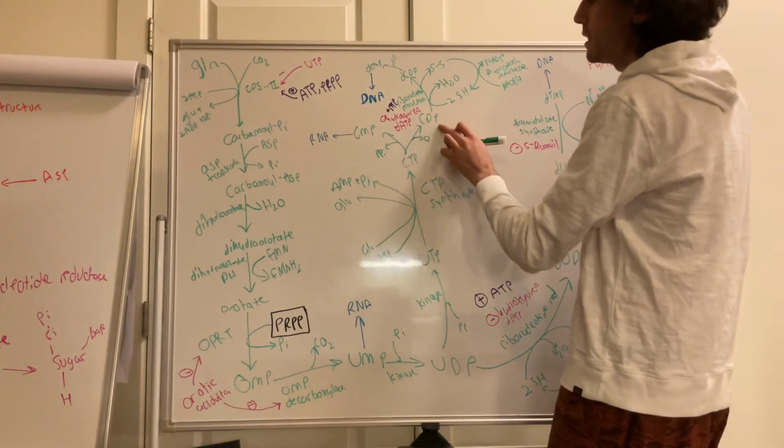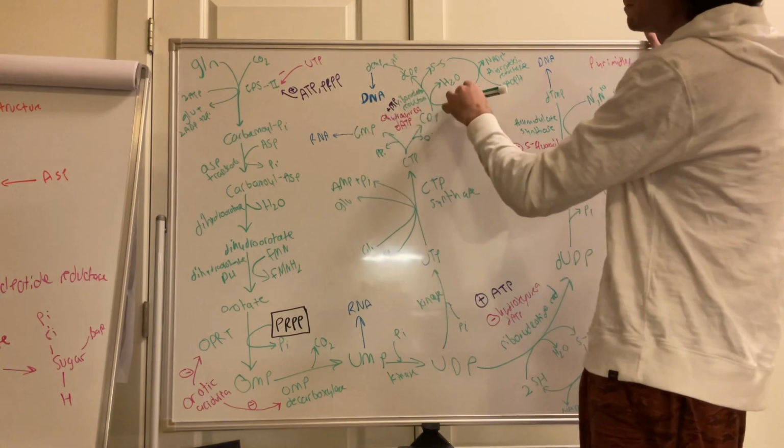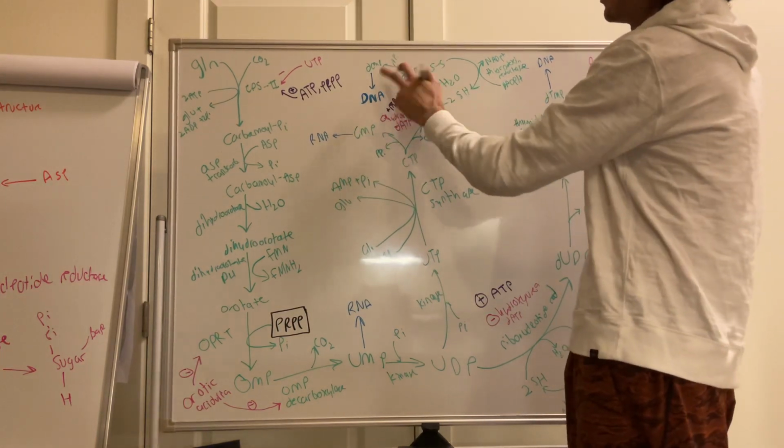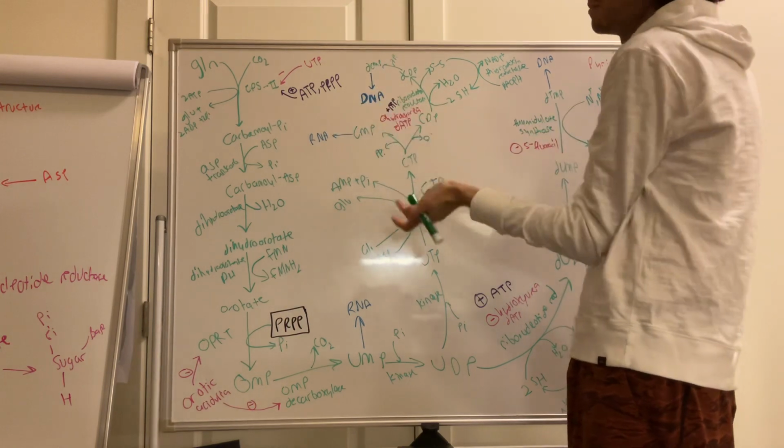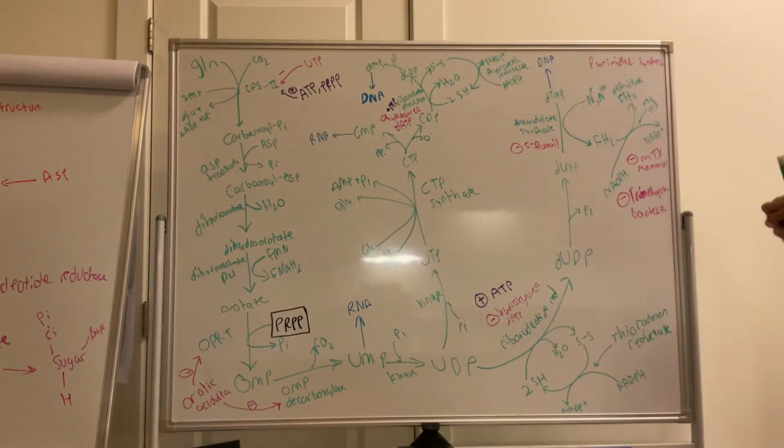So the CDP can get converted into dCDP, and then from there we can just knock off a phosphate from it and turn it into dCMP, which then can be a part of DNA. So yeah, that's the pyrimidine synthesis mechanism.